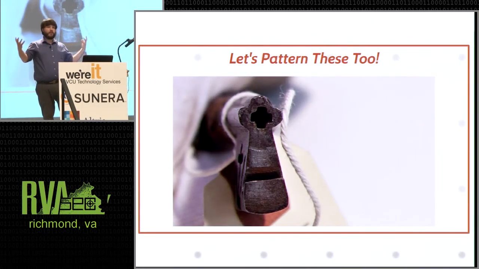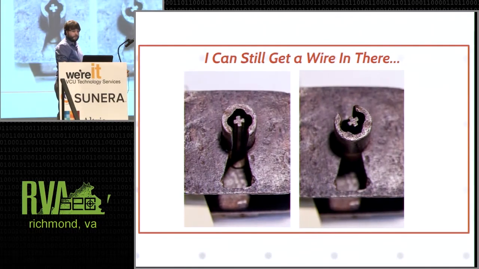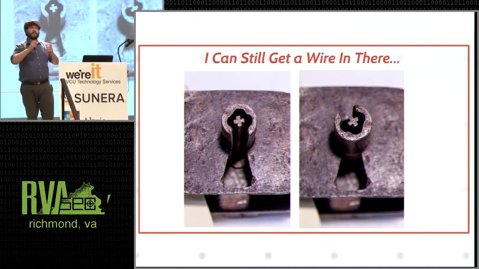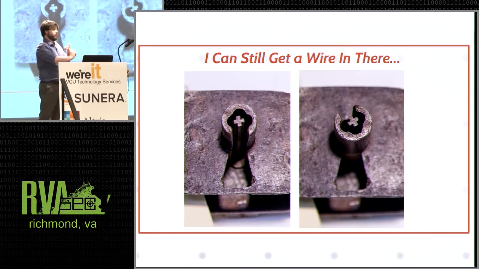However, why not pattern those as well to make it even more difficult for somebody to fit a blank onto there? So we start patterning the posts. But even with the patterned posts and the pericentric warding and whatnot, I can still get wires in there at the very least. I can still get some somewhat flexible but hard thing in there to attack the lock.